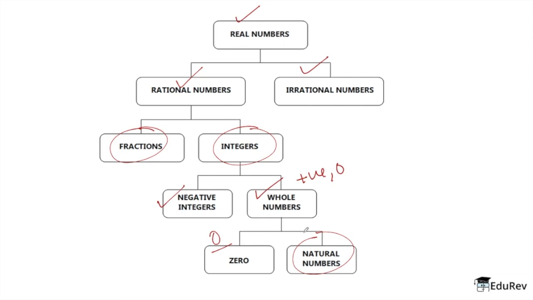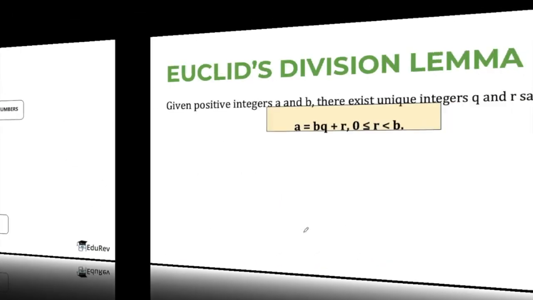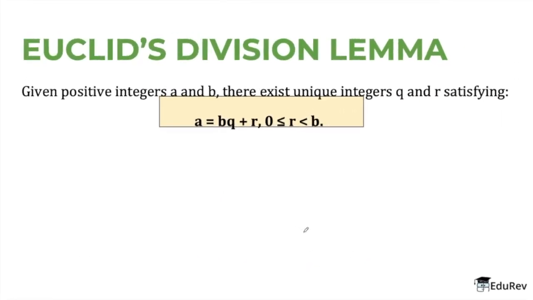So let's start with what is a lemma, what was Euclid's lemma, and how all the other things work in this chapter. Alright, so let's talk about what is Euclid's division lemma. Before explaining what Euclid's division lemma actually is, we need to understand what basically a lemma is.